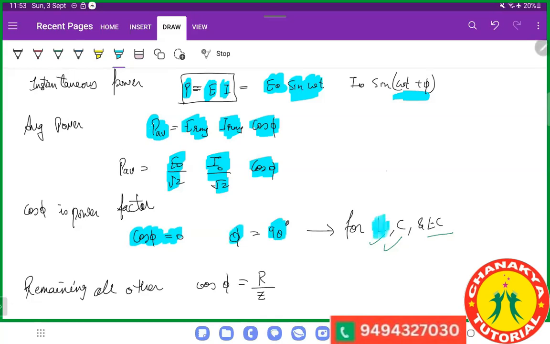So this is for L and C circuit, or LC circuit. It cannot be for R. For R, they both are in the same phase, if you remember. They both were moving in the same phase. For L and C, they might be at 90 degrees. So the phase angle, as we are saying, is plus or minus pi by 2. So the cos factor, that means power factor, is 0 in that case.